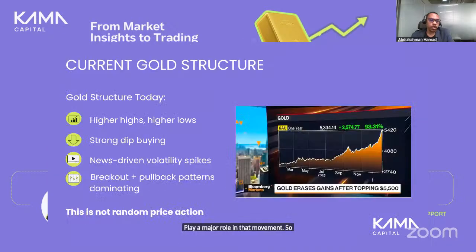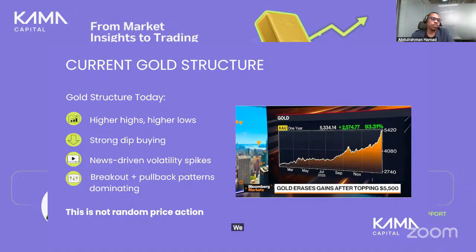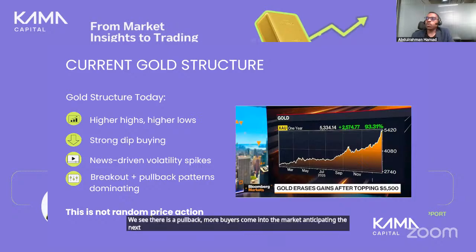So the current structure we see in the market today, or we have observed at least over the last 2 years, was that we're seeing higher highs and higher lows. People buying the dips nonstop. As we see, there's a pullback, more buyers come into the market anticipating the next high. We see news volatility spikes over the past few months, you've seen that there is uncertainty, there is political instability, economic warfare.